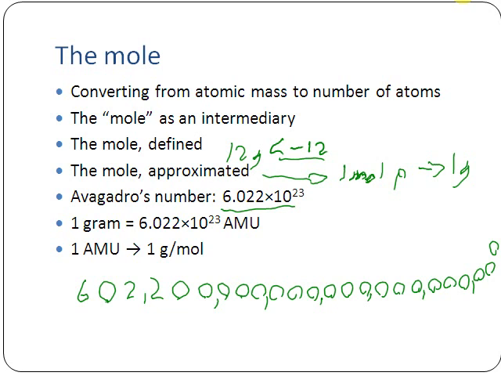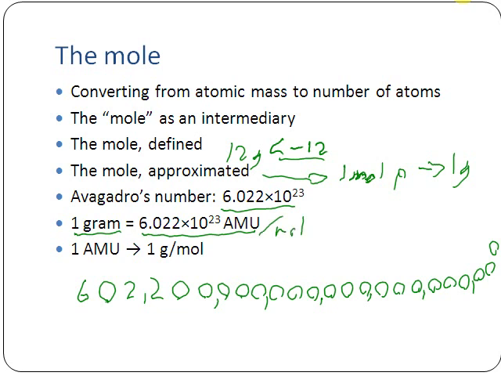Based on what we said, if 1 mole of protons is roughly 1 gram, then we can say that 1 gram has to be equal to 1 mole of AMUs, 6.022 times 10 to the 23rd atomic mass units. Because how much does 1 proton weigh? 1 proton weighs 1 AMU. A mole of protons is 1 gram. So 6.022 times 10 to the 23rd AMUs is also 1 gram. Now, we could take this and do another approximation. Since 6.022 times 10 to the 23rd is a mole, we could divide both sides by moles, right?